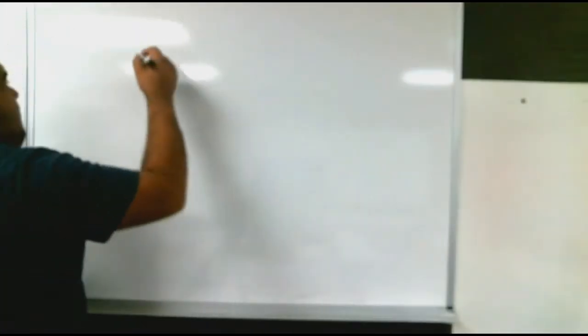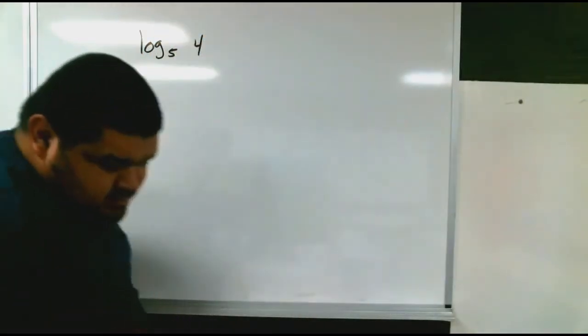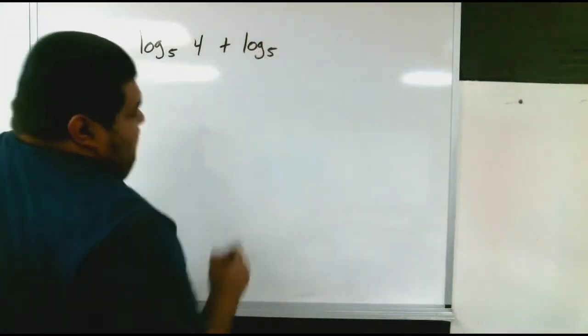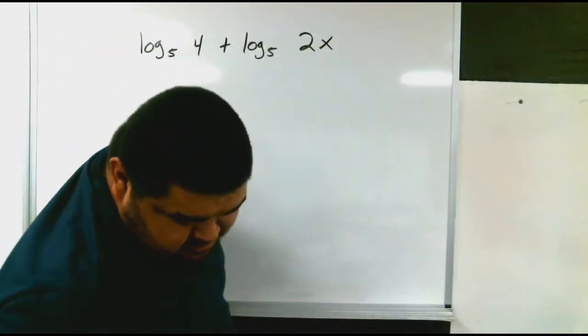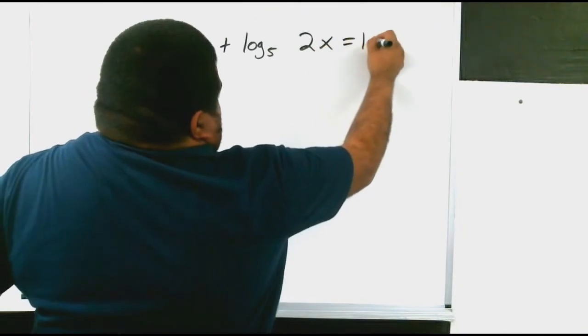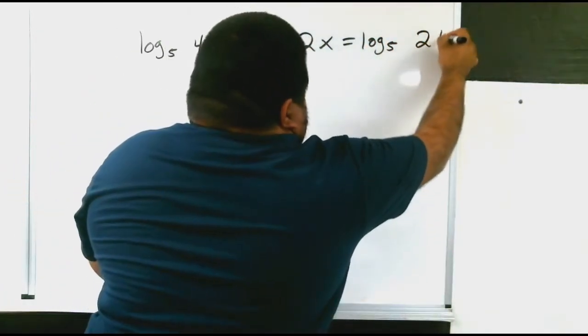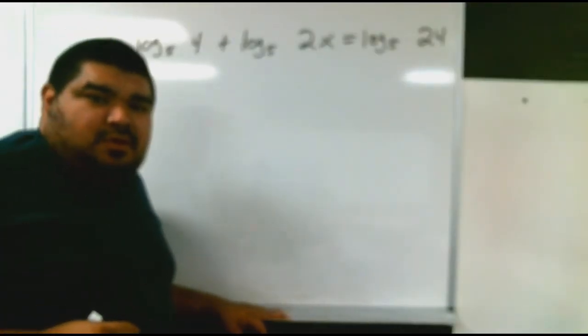The problems for you guys to do, should I say, start with something simple. Log of 5, 4, plus log of 5, 2x, equals log of 5, 24. Okay, that's your first one. We're going to do one more.